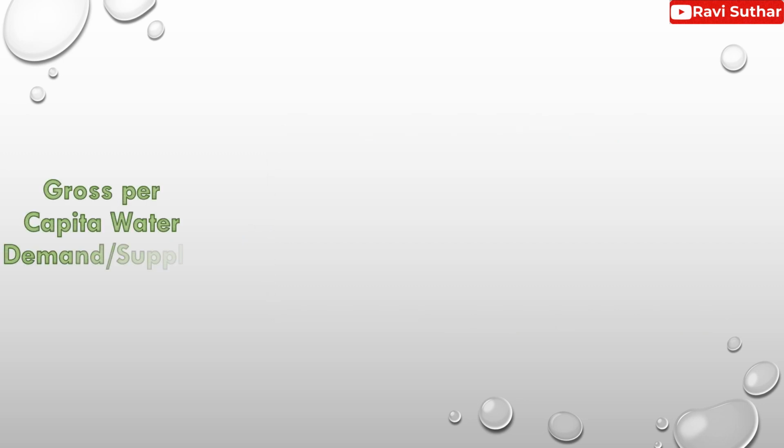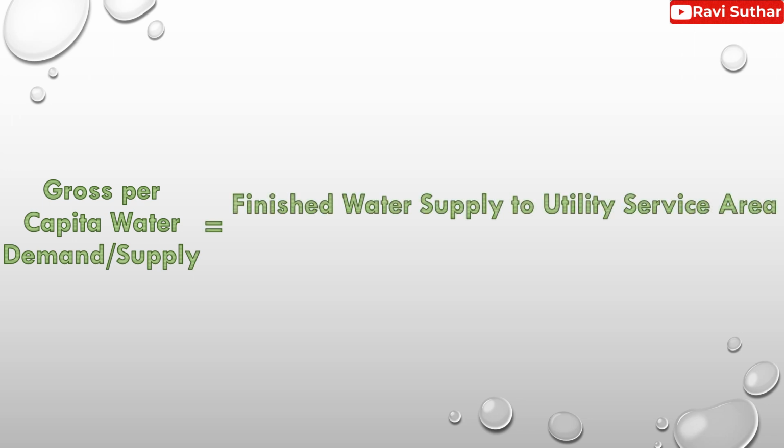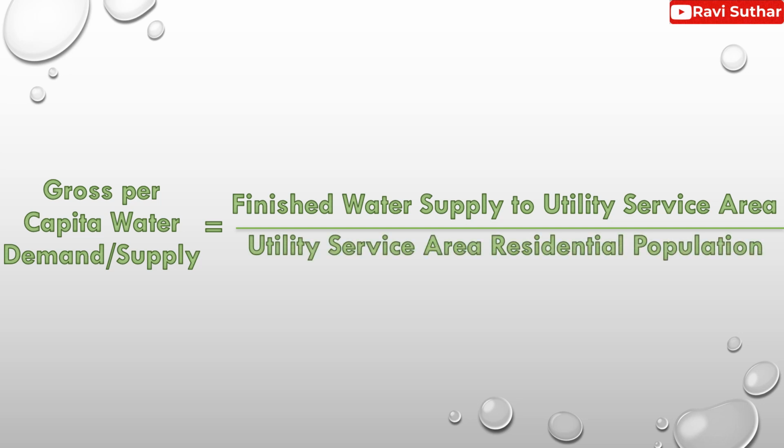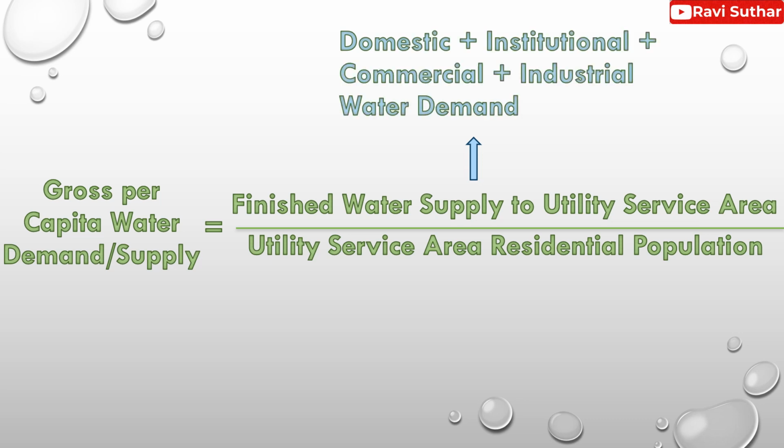Gross per capita water demand or supply is equal to finished water supply to the utility service area divided by the utility service area residential population. It means it is the total demand of the domestic, institutional, commercial, and industrial sectors of any city or town, because ultimately all these four demands are used by the residents of that town or city.